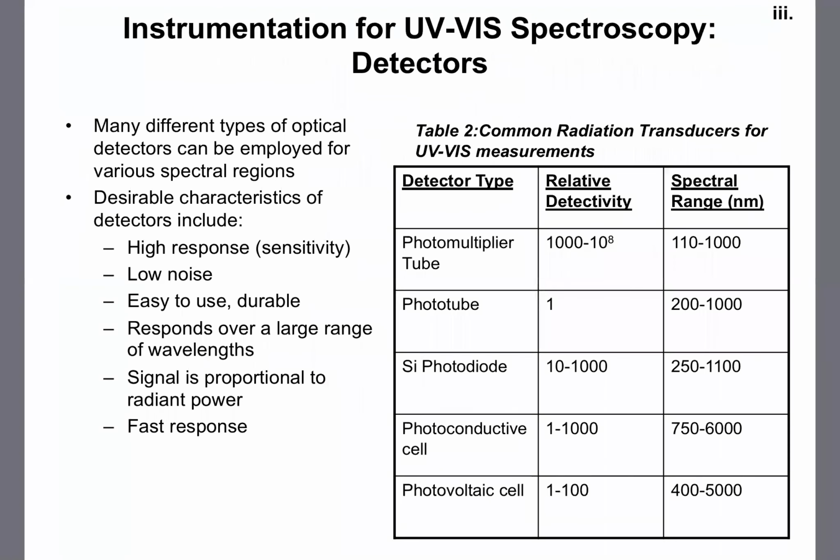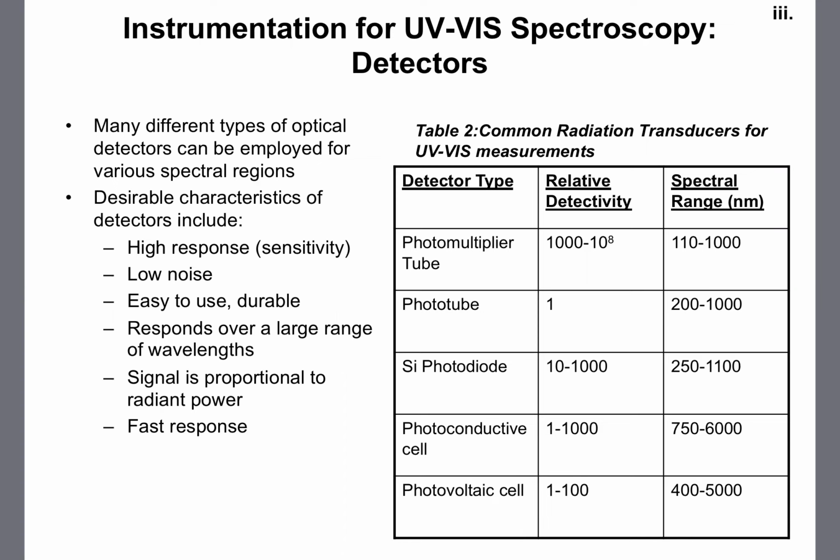Now that we've got the light spectrally selected with our monochromator and passed through our cuvette in our sample, how are we going to detect it? Well, we need to use what's called a transducer or a detector. Transducers take a physical phenomenon and convert it to an electrical signal which is proportional to the magnitude or intensity of the physical phenomenon measured.